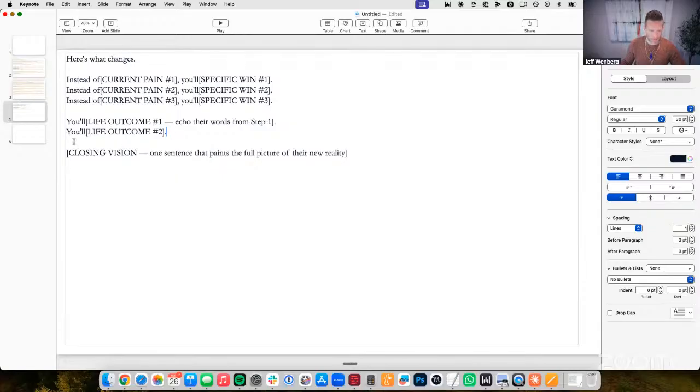Okay. And then the closing vision, one sentence that paints the picture of their new reality. So, this is truly all you need if you want to stop hustling and stop just doing things that people say you should do, and do the things that actually matter for your business, and do it all while making really good money without burning yourself out and spending all your time on the gym floor.